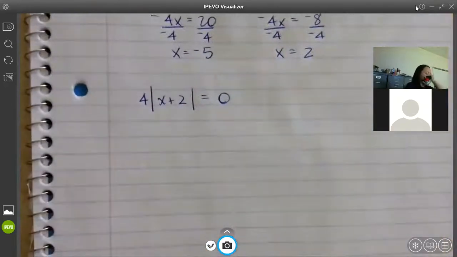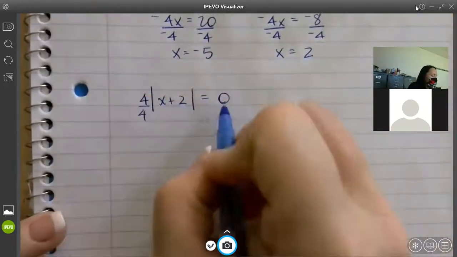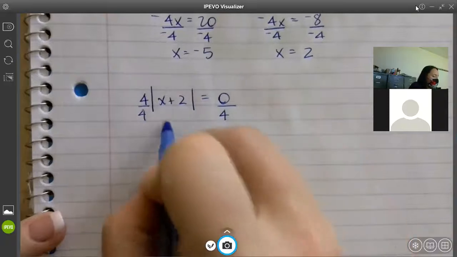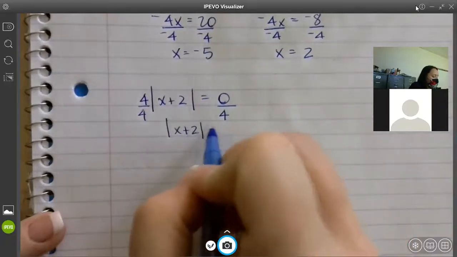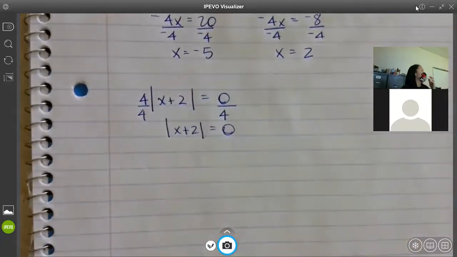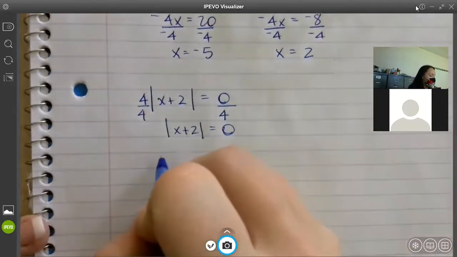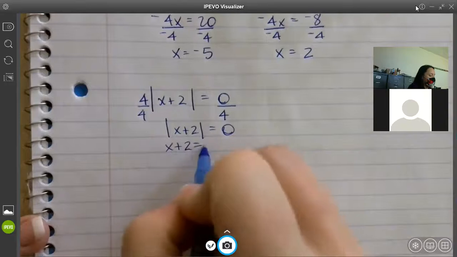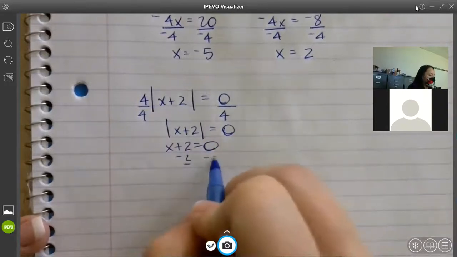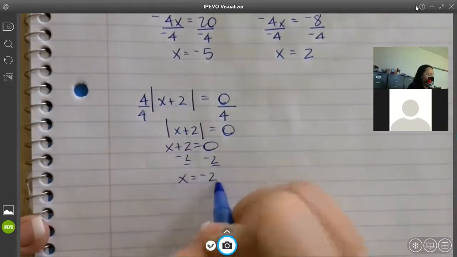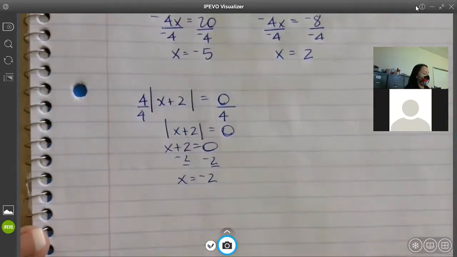Like this. Remember, we divide by 4. Make sure that you get the absolute value by itself first before you say, okay, it's equal to 0. Okay, now you can say there's only going to be one solution. So you would just do x plus 2 equals 0, subtract 2, and get negative 2.